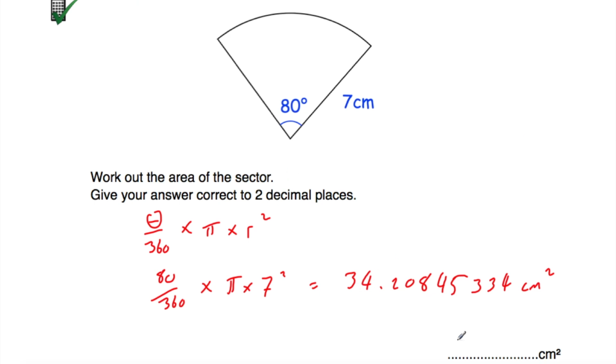The question says to give our answer to 2 decimal places. If we look at this, that's going to be 34.2, and then we've got 0.8, so we're going to round up, so it'll be 0.21, and that's it. So the answer is 34.21 centimeters squared, and that's the area of that sector.